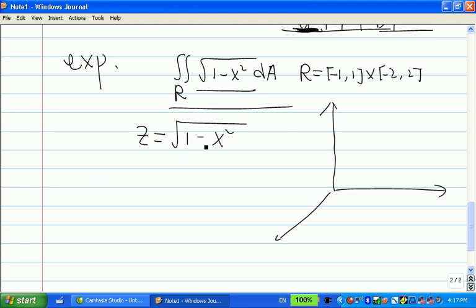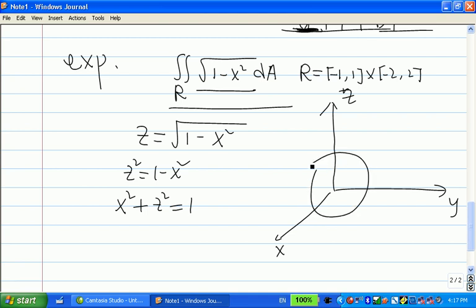If you cannot see that, let me square both sides. I get z squared equal to 1 minus x squared. So you can think about x squared plus z squared equal to 1. What is this? On the xz plane, it is a unit circle, right? However, in three-dimensional space, this gives you what? It gives you a cylinder, because y can be anything.